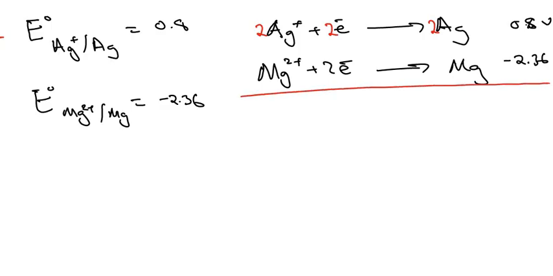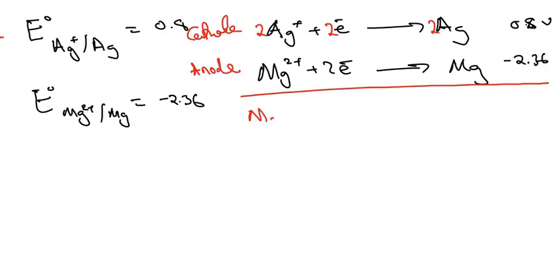So now you see that the electrons are on the same side. We can't just add these two equations because the electrons won't be able to cancel. So we reverse the one that has a smaller voltage. This equation is going to be known as the anode because it has a lower voltage on this side. Automatically this one becomes your cathode. So we reverse this one, meaning what was on the product side becomes the reactant.